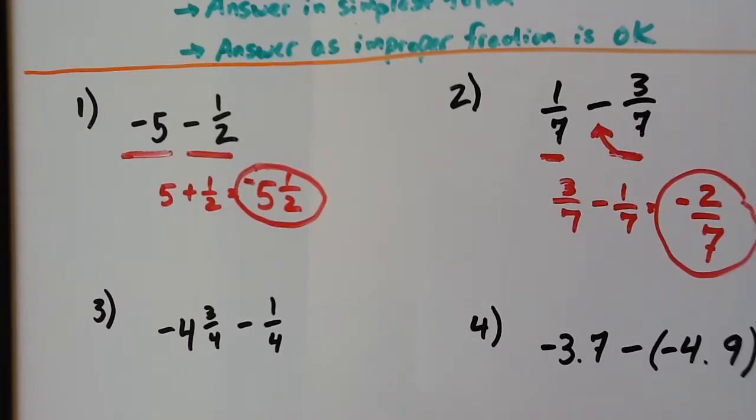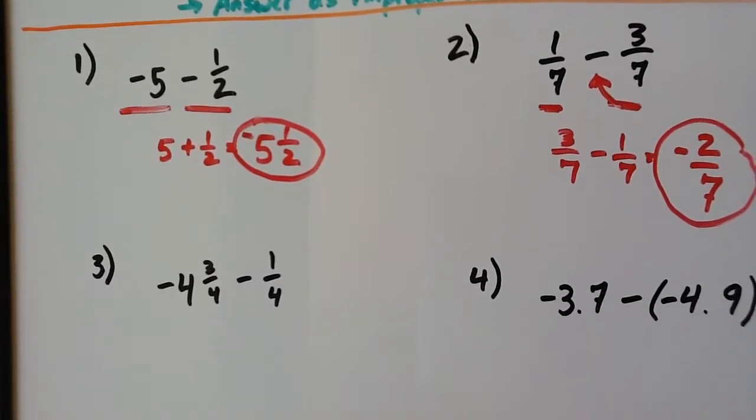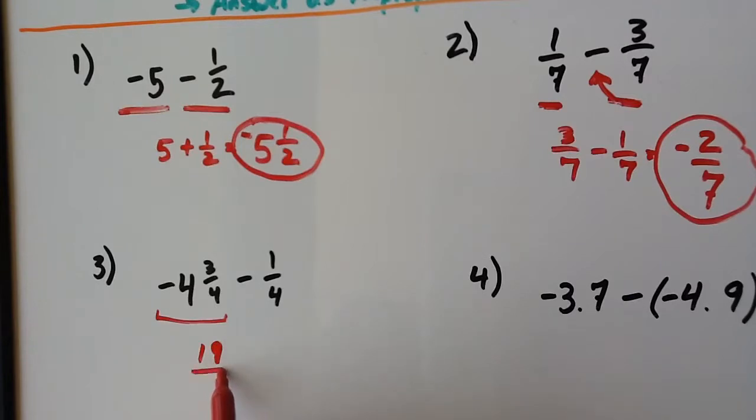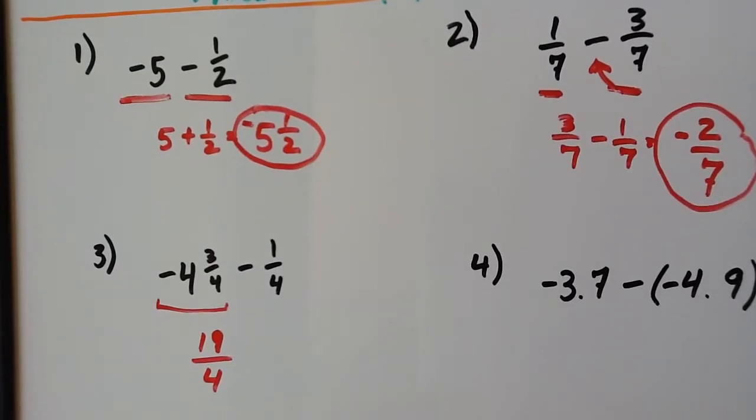Number 3, -4 3/4 minus 1/4. When dealing with mixed numbers, I would encourage you to make them improper fractions and then operate. So let's use the C method to make this number improper. 4 times 4 is 16. 16 plus 3 is 19. That's my numerator, 19. My denominator stays the same, 19/4.